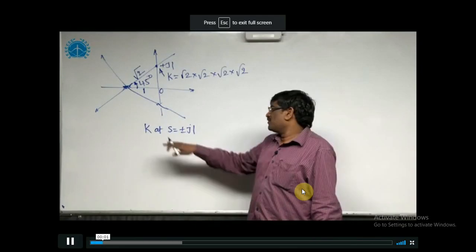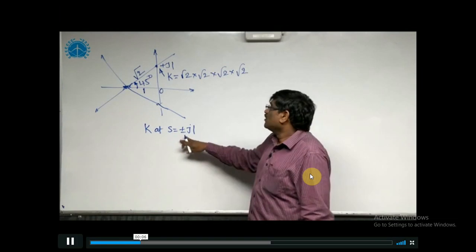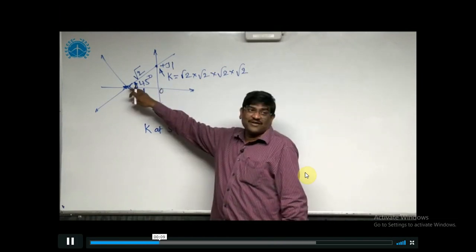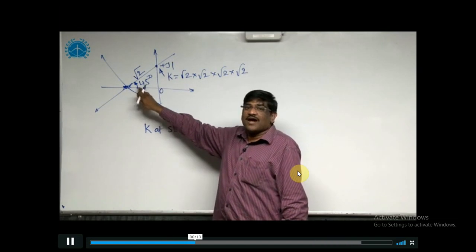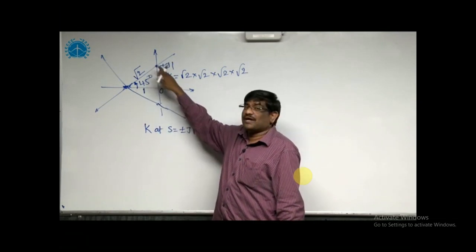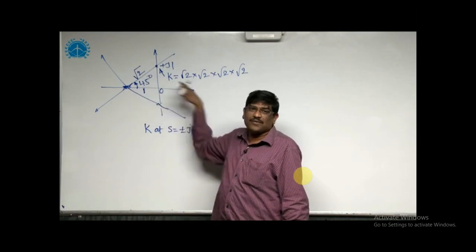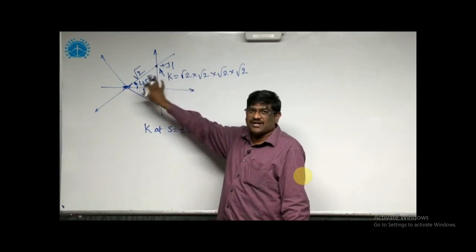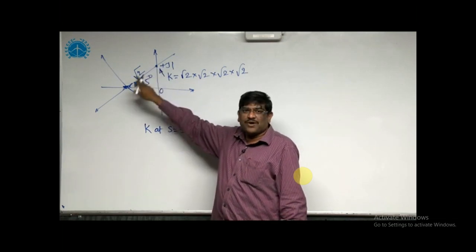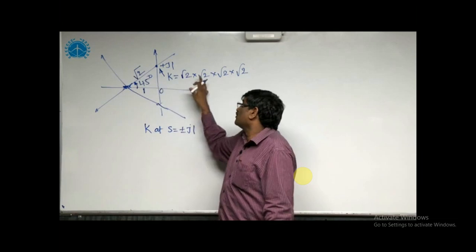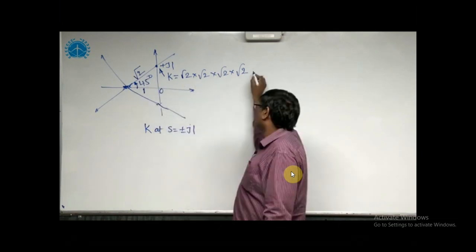In this problem, we require to find the K value at s equal to plus or minus j1. Here the given angle is 45 degrees. This length is 1 unit, so here also it should be 1 unit. The diagonal distance will be root 2. K is nothing but the product of lengths from the point to the pole locations divided by the product of lengths from the point to the zeros. Here there are no zeros. So simply K equals the product of lengths from the given point to the poles, that is root 2 into root 2 into root 2 into root 2, because there are 4 poles. Thus the answer is equal to 4.